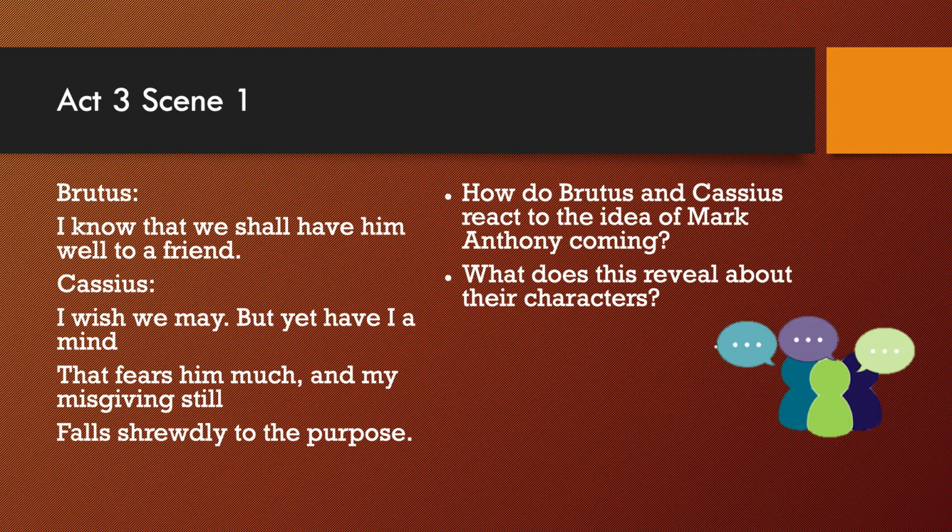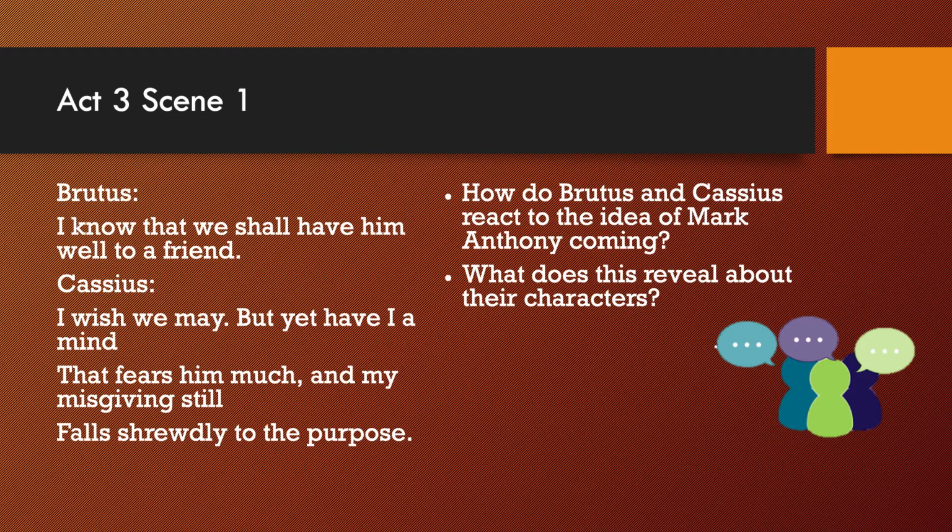This next section here, Act 3, Scene 1, is just to get you thinking just now. So Brutus and Cassius are talking just before Mark Antony turns up on the scene. And Brutus says, "I know that we shall have him well to friend," but Cassius replies, "I wish we may, but yet I have a mind that fears him much, and my misgivings still fall shrewdly to the purpose." They both react very differently to Mark Antony coming. Think about how Brutus reacts to him coming, and think about how Cassius reacts to him coming.